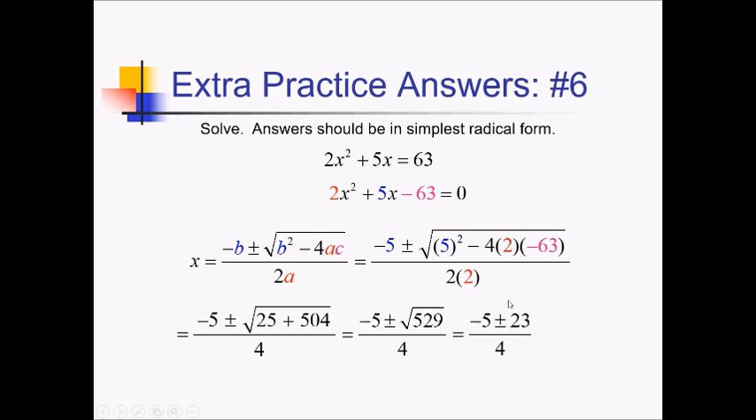So let's do negative 5 plus 23 first. And dividing that, so that's going to be 18 over 4, which I can reduce to 9 over 2. So that's one of my answers. And then we have negative 5 minus 23 over 4. That's negative 28 over 4, which is the other answer of negative 7.